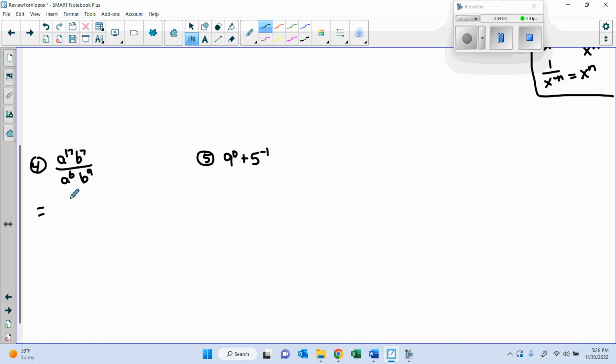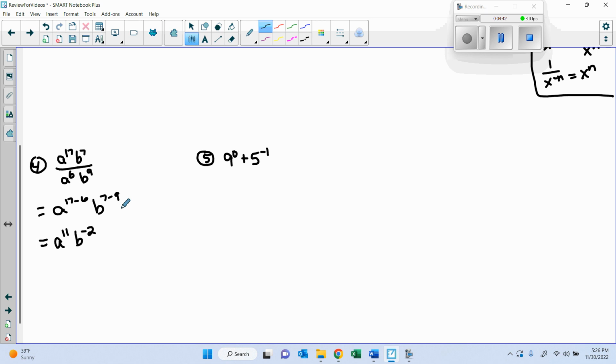So we're going to do our rules with dividing, because this is all dividing. So it's only the numbers that have the same base. So that means we're going to have a to the 17 minus 6, and then times b to the 7 minus 9. So we just do everything one step at a time. That's very helpful to not get yourself worried about what's going on. So now we have a, and then 17 minus 6 is going to be 11. And then we have b to the negative 2.